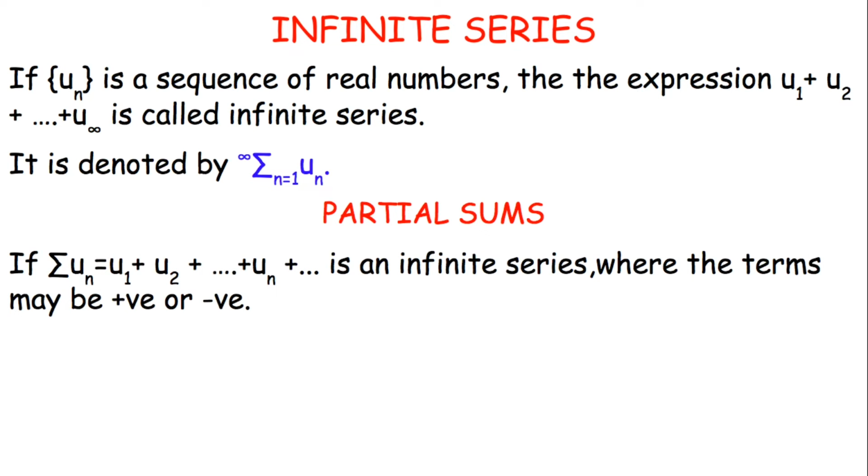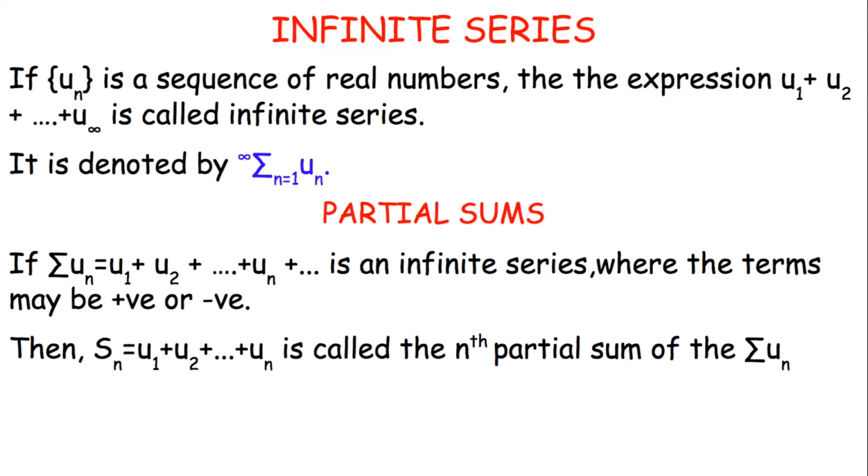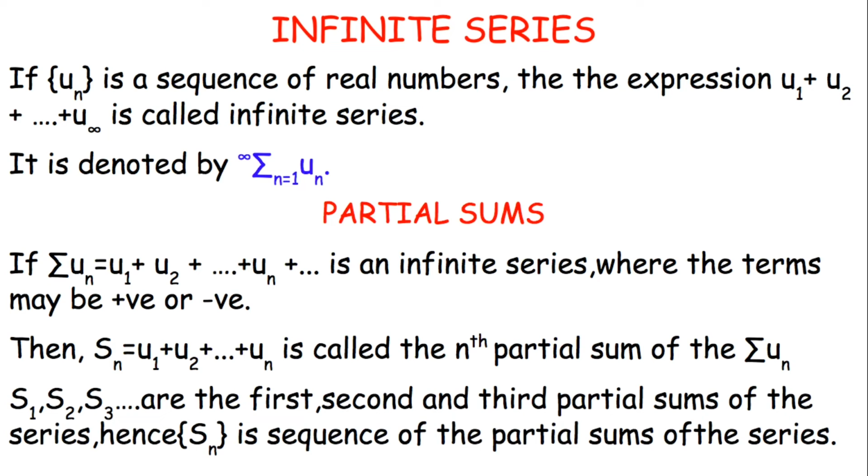So if sigma of un, n from 1 to infinity, is an infinite series where the terms may be positive or negative, then Sn is known as the nth partial sum of the infinite series sigma un. So S1, S2, S3 are the first, second, and third partial sums of the series, and hence the sequence Sn is a sequence of partial sums of the series.